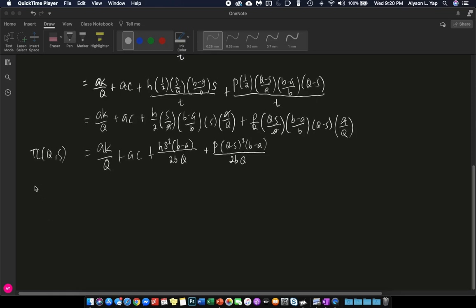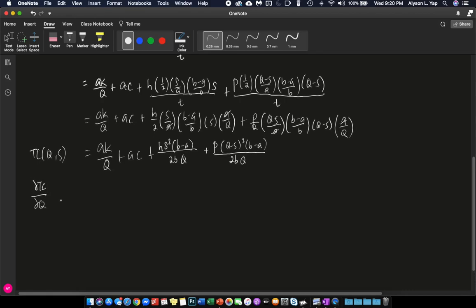Now, to get our partial derivatives, we can take the partial derivative of the total cost with respect to Q and with respect to S. Again, it will be easier for us to get the partial derivative with respect to S first. So let us do that. The partial derivative of the total cost with respect to S is equal to, this is 0.